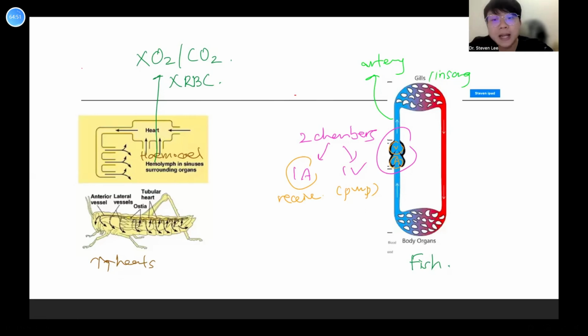Apa yang berlaku dekat insang? Pertukaran gas, gaseous exchange. So the blood becomes oxygenated. Then they go to your systemic. This is your body organs. No, this is not pulmonary artery. You don't have to know the name of the artery, not in your syllabus. You just know that this is artery can already.